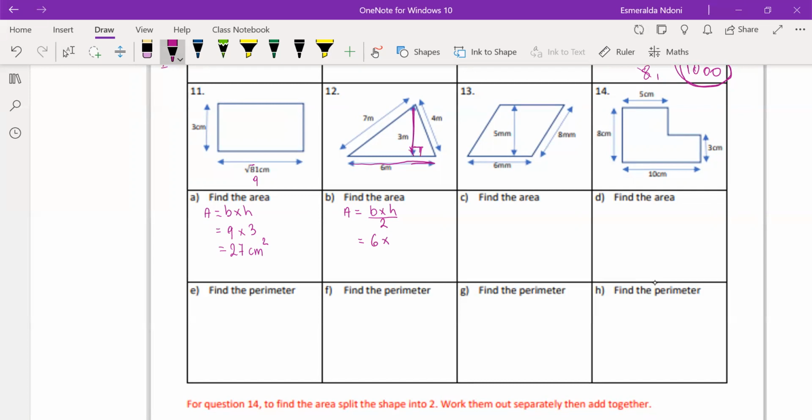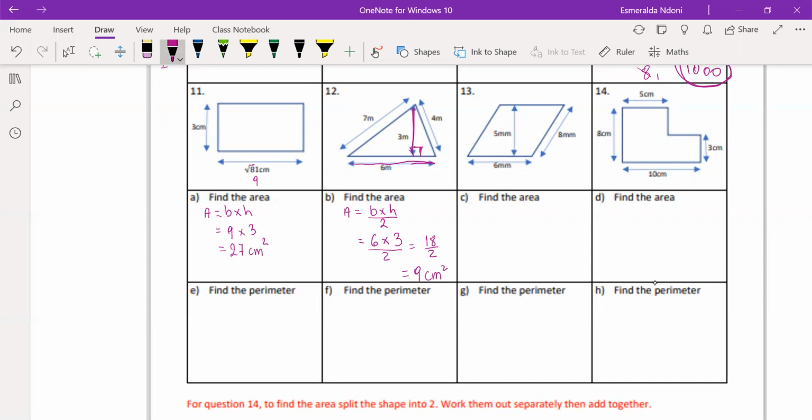No other number that you see in there. It's only the one that's perpendicular to the base, the one that touches the base at 90 degrees, the one that's standing up. So 6 times 3 divided by 2. 6 times 3 is 18, divided by 2. Half of 18 is 9 centimeters squared. It's really, really easy.